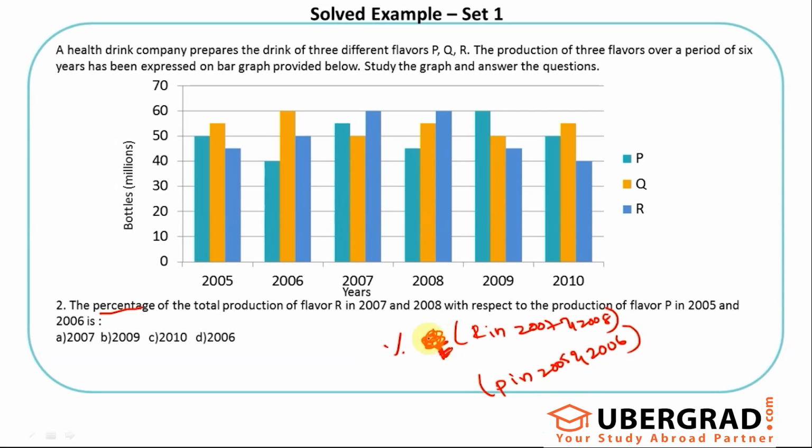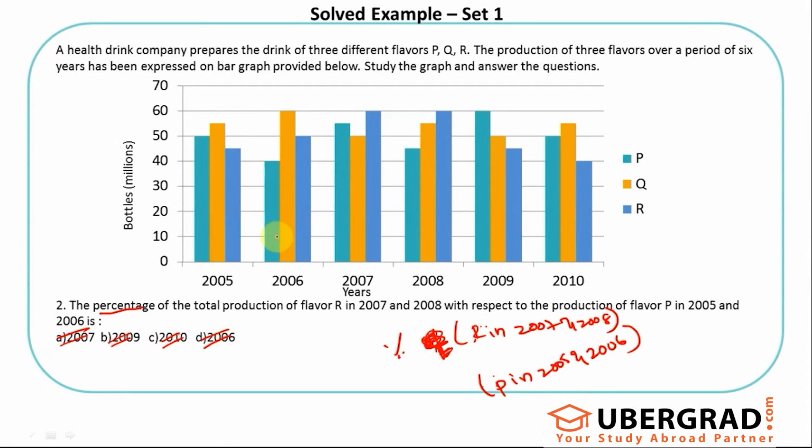Let me not write this first. Let me skip this. So here I have to understand what this is talking about. Percentage of this equals to this, or percentage of this is equals to this. The percentage of the total production of flavor R with respect to the production of flavor P in 2005 and 2006 is, right? So these are the options that we are seeing in the last question. So we'll just calculate and look at what the value is. Don't worry about the options.